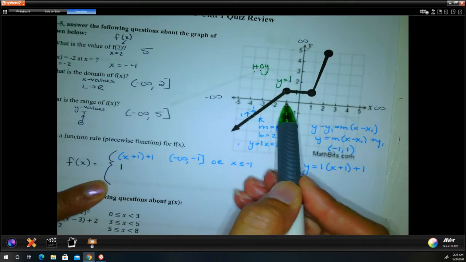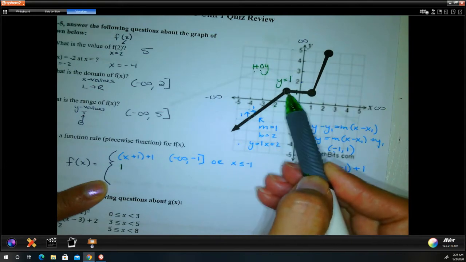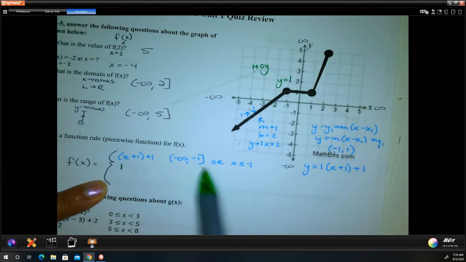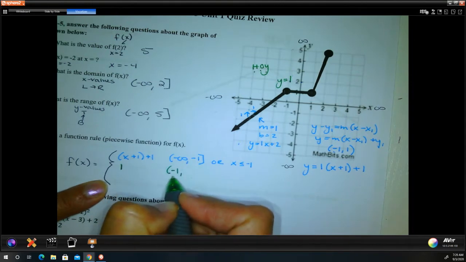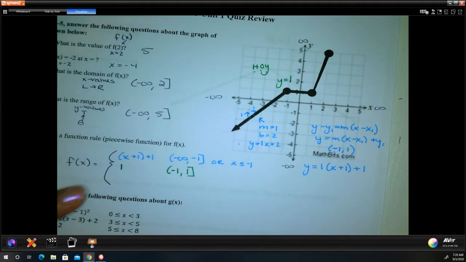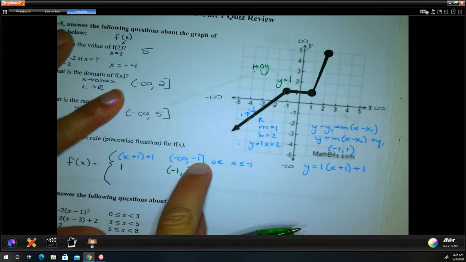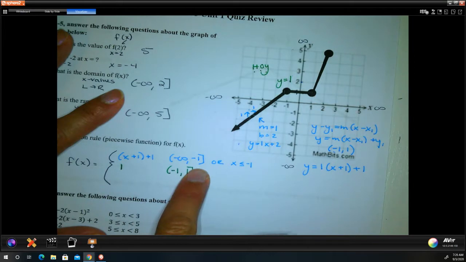So negative 1 could be in either piece because it actually overlaps there. But since I used it here, I'm not going to use it here. So I'm just going to go from negative 1, don't include that, to positive 1. It would be okay if this was a parentheses and this is a bracket, but you cannot have 2 brackets, because if you do, then your domain, or your x values, is repeating, and x cannot repeat.